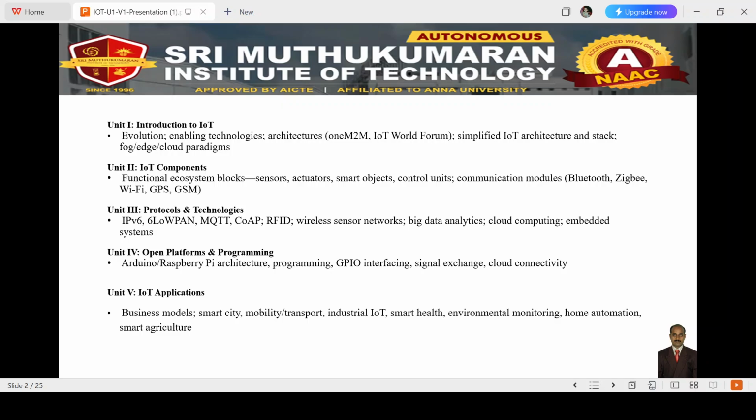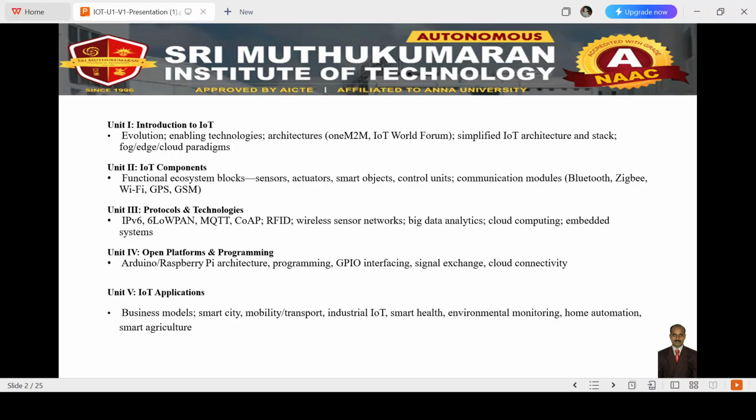Unit 1, it consists of Unit 1 to 5. Unit 1, Introduction to IoT. In this unit, we are going to learn the evolution of the IoT, what the enabling technologies that belong to the IoT are, what the various architectures available in IoT are, what the simplified version of IoT architecture is, and also the IoT stack information we are going to see.